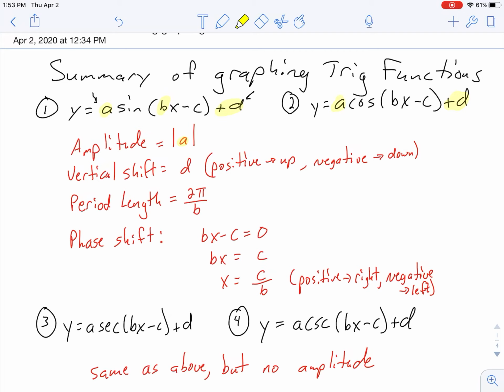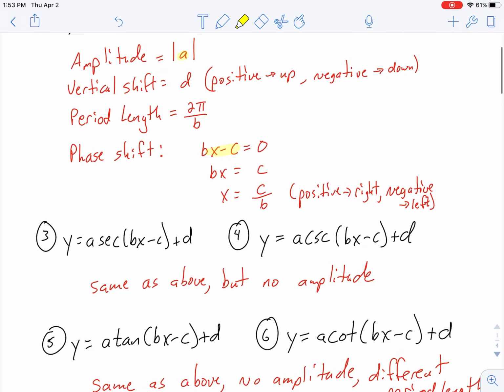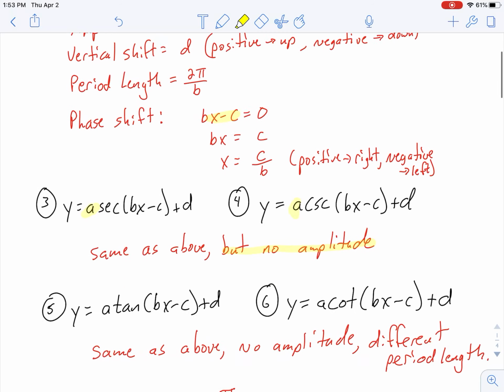And then for phase shift, you take the whole thing in parentheses, set that equal to 0, and solve it. Once you solve for x, if it's positive, it moves to the right, and if it's negative, it moves to the left. So there are all the notes on sine and cosine. For secant and cosecant it's the exact same notes, except there's no amplitude. There's still possibly an a value in the equation, but you don't need to extract that and make some sort of statement like a does this. It has an effect, but it's not germane to this particular worksheet.